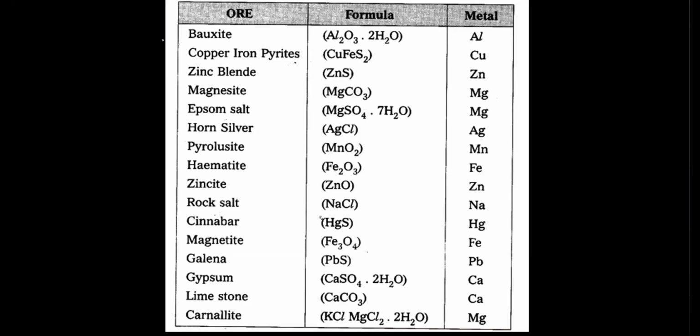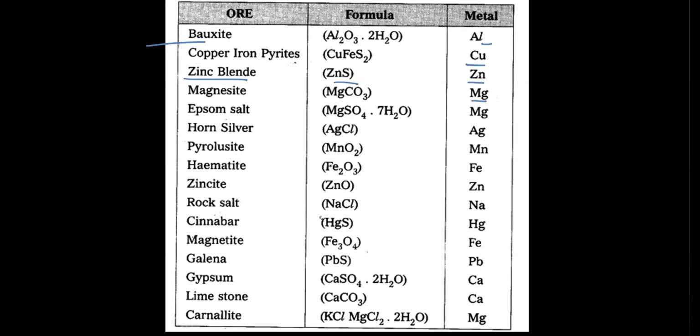Write the notes, write the names of these ores that are important. The bauxite ore, okay? Copper pyrite ores, so this is CuFeS2, copper iron pyrite, zinc blende, ZnS, okay? So these are the ores. This is an ore for aluminum, this is an ore for copper, this is for zinc, magnesium, okay?